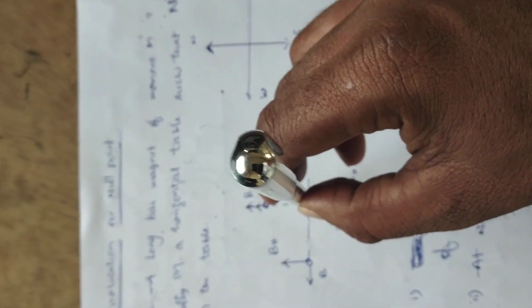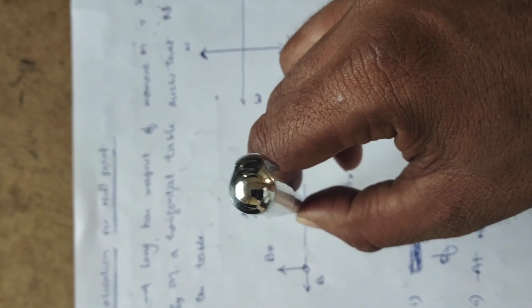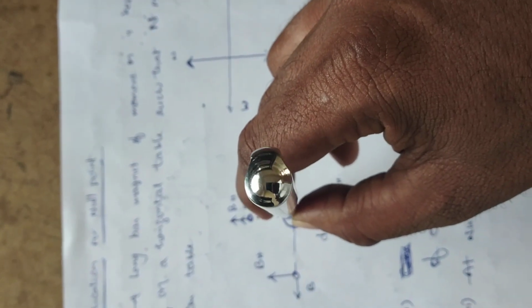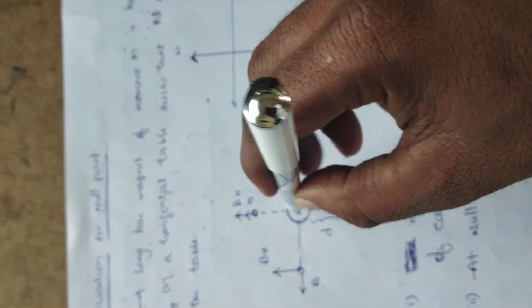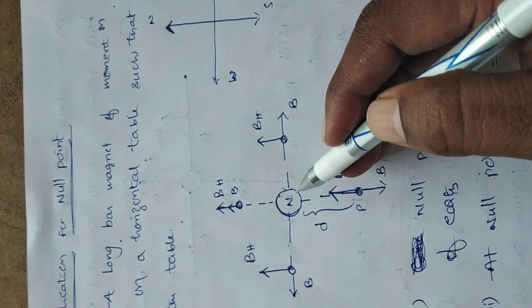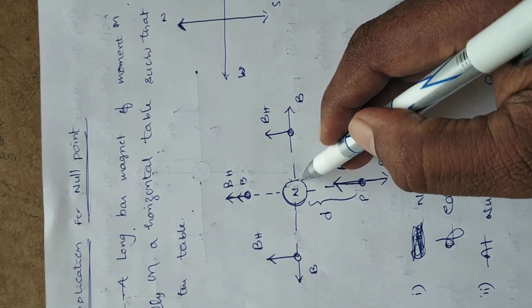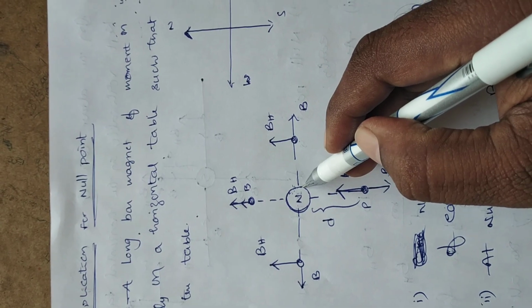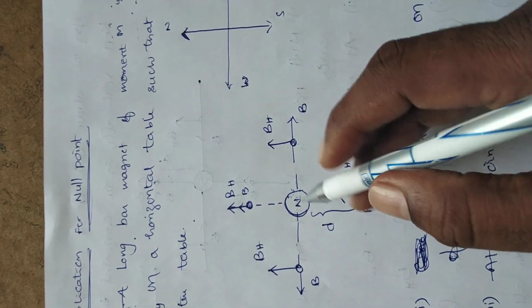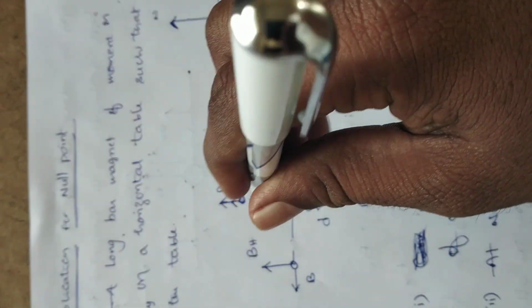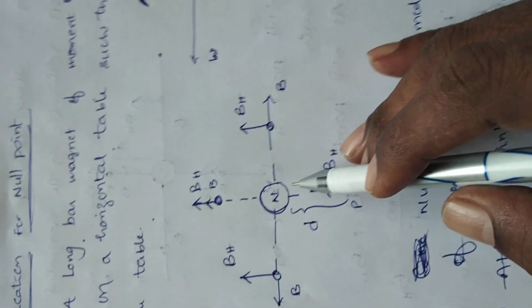We keep it like this. The remaining south pole will be vertically upwards, towards the sky. Only the north pole is in contact with the horizontal table. There is no influence of the south pole on the Earth's magnetic field. So this is the north pole of the bar magnet, kept vertically on the table.